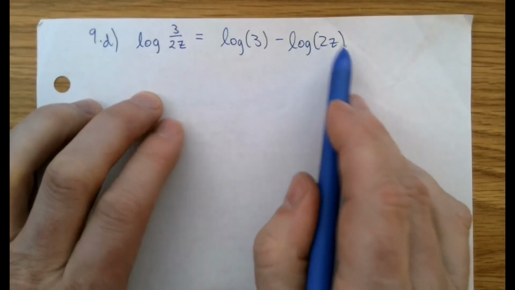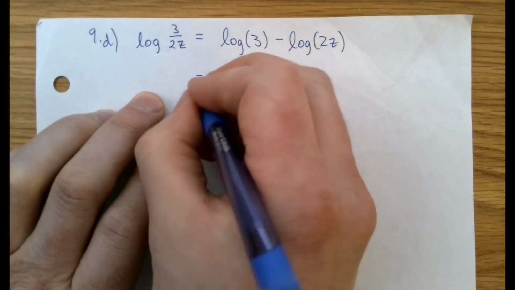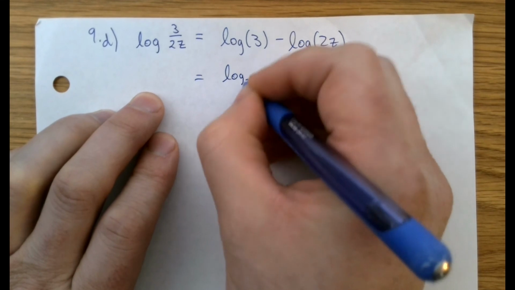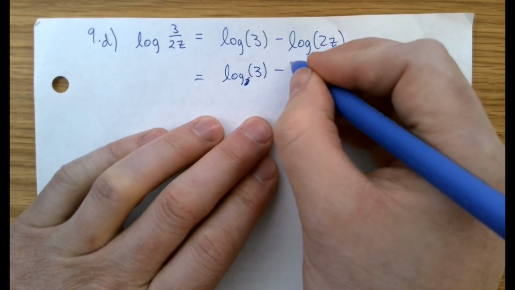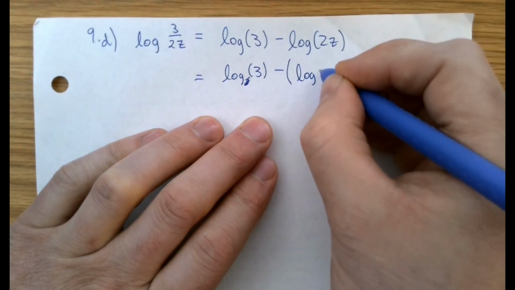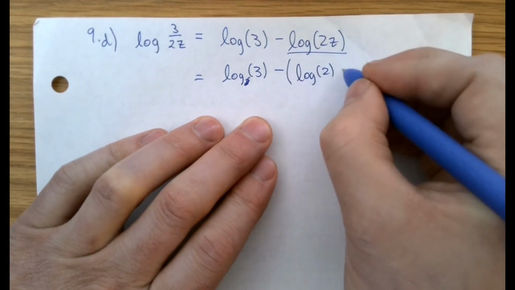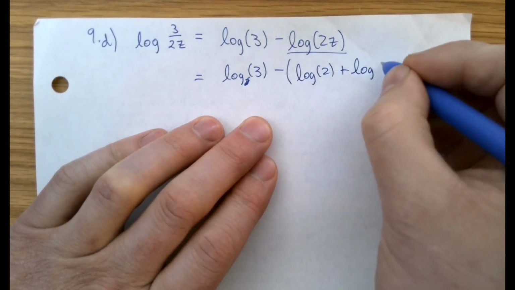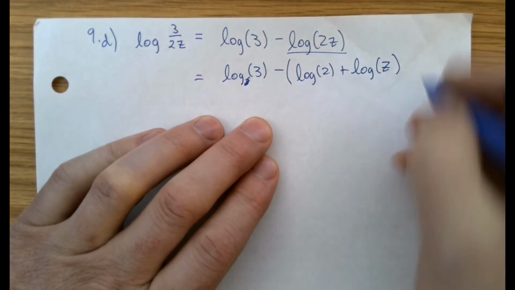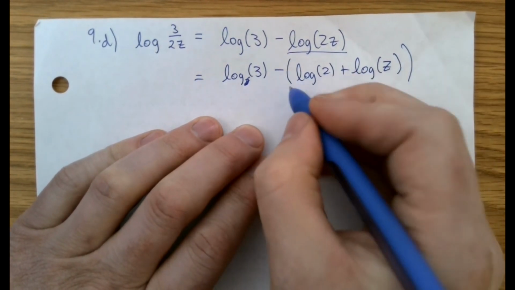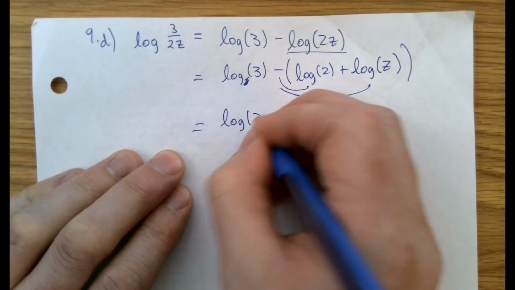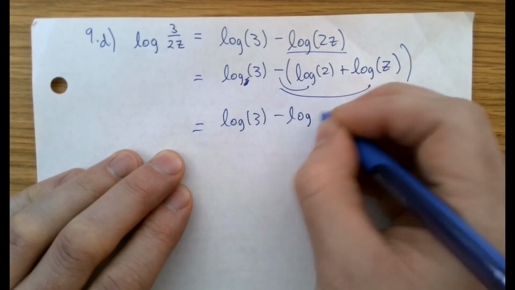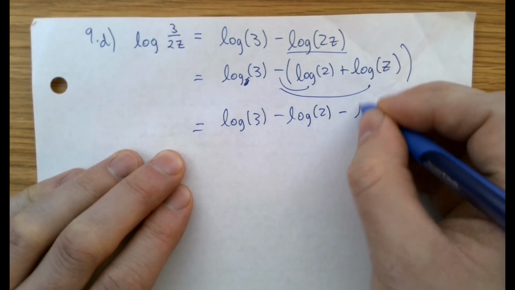And then we have a product down here, so we can rewrite this as log base 10 of 3 minus, and I have to use parentheses here because we're subtracting all of this, and when I break it into two separate parts, two separate logarithms, that negative needs to apply to both of them. So we'll distribute it and get our final answer as log 3 minus log 2 minus log z.